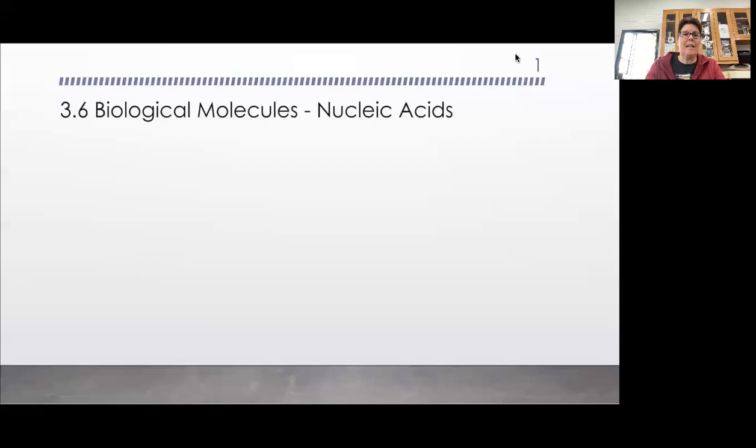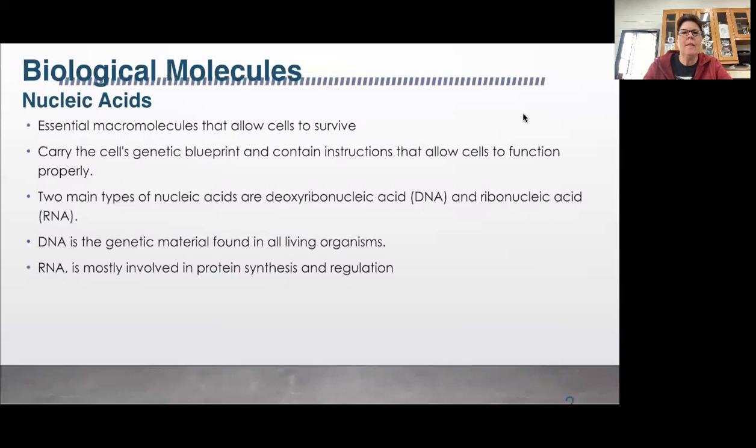Right, this is the last section in chapter 3. So this one is on nucleic acids. These are essential macromolecules that allow the cells to survive. They carry the cell's genetic blueprints. This is the instructions that allow the cell to function properly. This is the instructions that tell the cell what proteins to make in that primary sequence. It does other things besides that, but that's most of what it does.